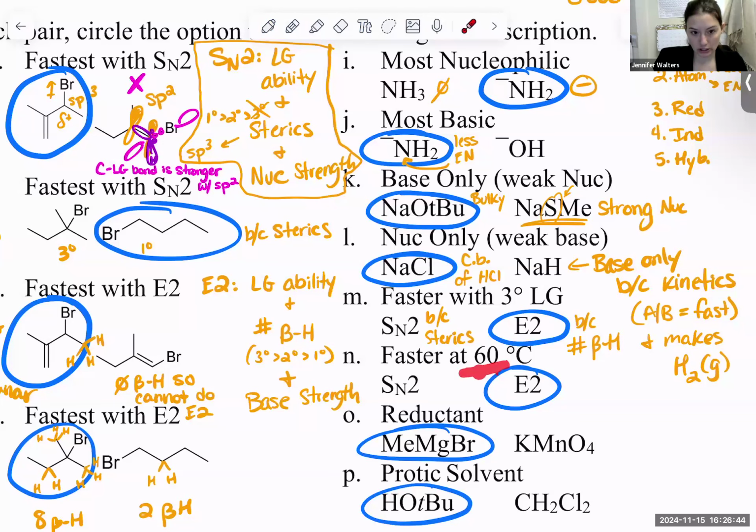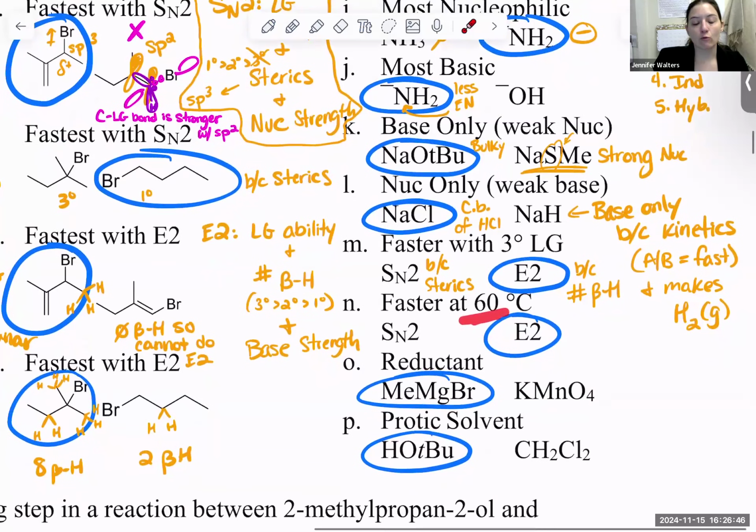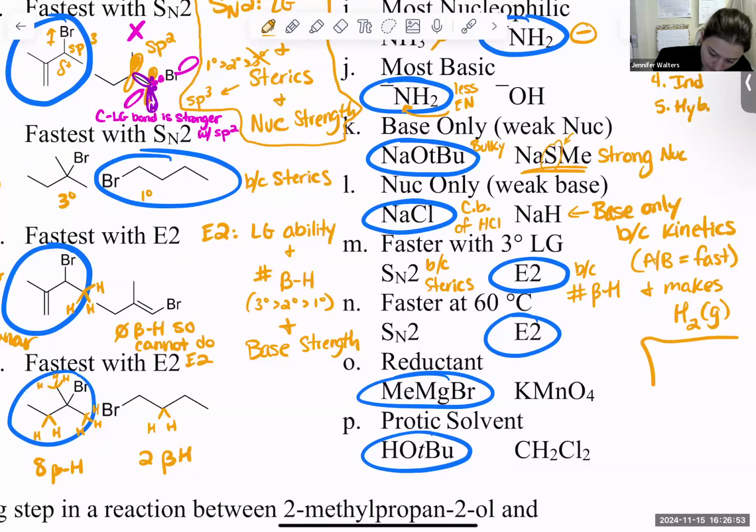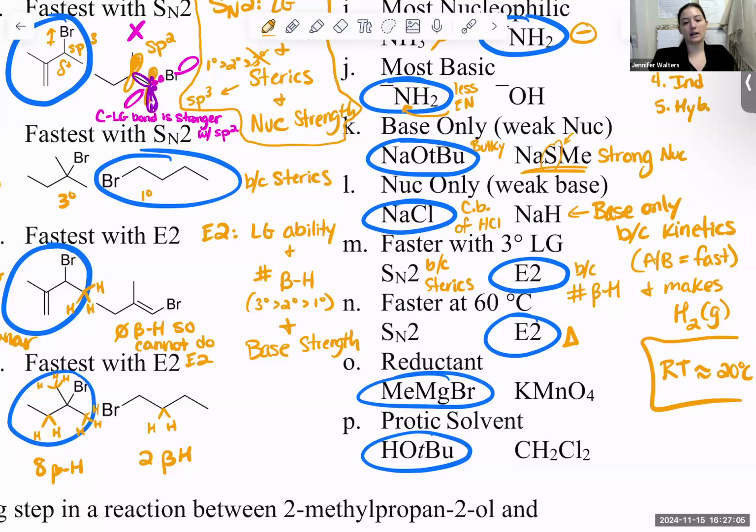When we consider temperature, then at room temperature and heated, E2 eliminations are faster. So room temperature is approximately 20 degrees Celsius, so anything above 20 is hot. Heat favors the elimination. It is giving it enough energy to overcome the activation energy barrier, and is also going to help funnel down to the more stable product. Forming that carbon-carbon double bond is pretty stable. So that's going to make that alkene.